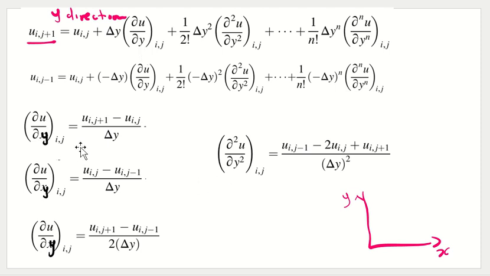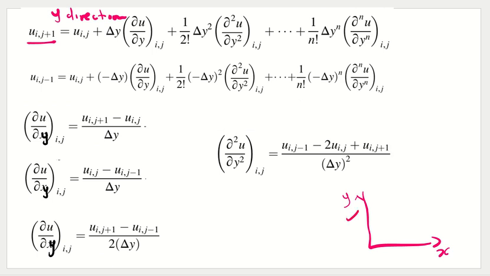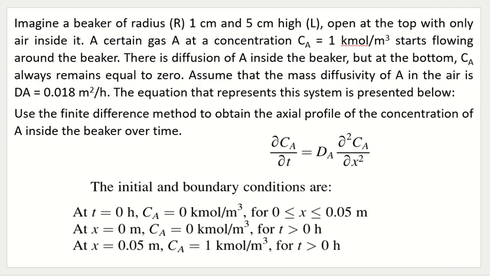So the du dy in that direction is given as follows: uij plus 1 minus uij divided by delta y. Similarly, you can use this as well, which is its own forward, backward, and central, as well as the second order differential in the y direction. So that is that. So let's look at an example to illustrate what we mean.